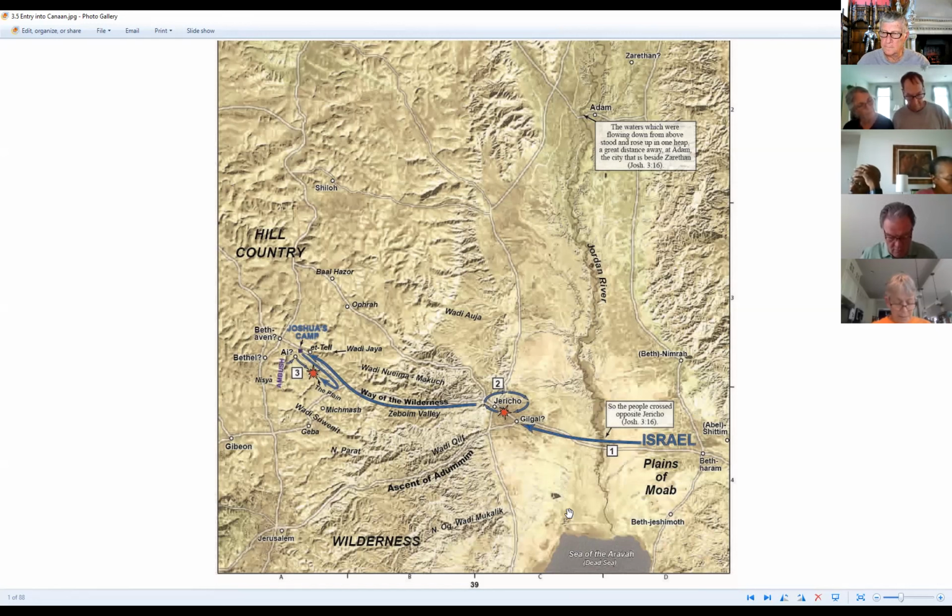And the priests that bear the ark of the covenant of the Lord stood firm on dry ground in the midst of Jordan, and all the Israelites passed over on dry ground until all the people were passed clean over Jordan.